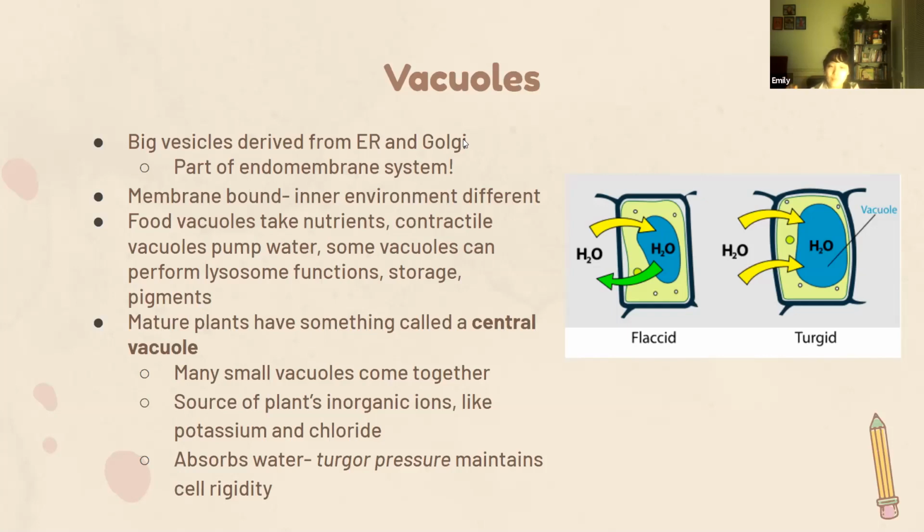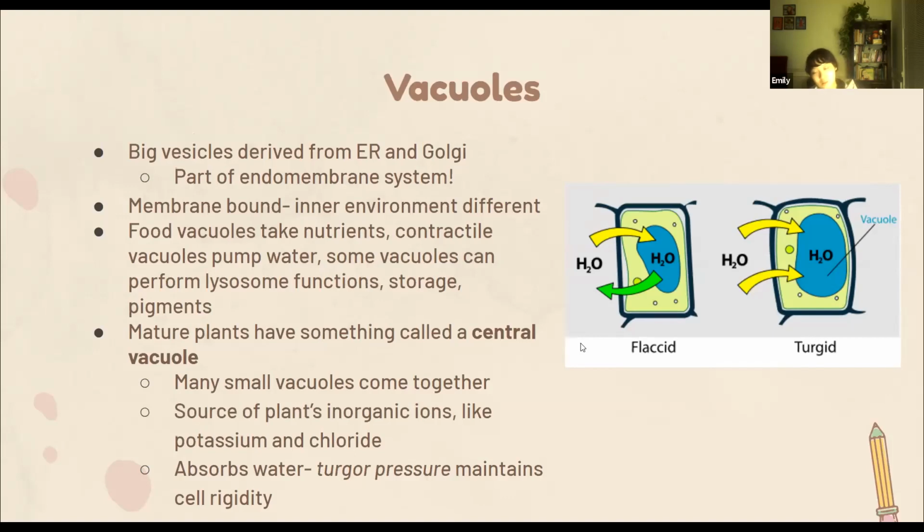So there are many different types. Food vacuoles store nutrients. Contractile vacuoles, in fresh water environments, organisms living there may have a hard time regulating the amount of water and salt that they have in their body, so they use contractile vacuoles to pump it in and out. And some vacuoles can even perform functions like lysosomes, and they can also store things like pigments.